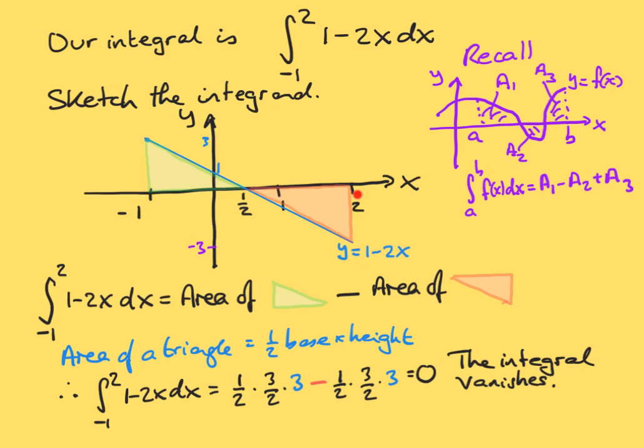Notice the height of this triangle is not -3, it is 3. It is the length of that side in whatever the units would be. So, these two triangles have the same base and the same height. Their areas are going to be the same. Because of the minus sign, that means they will cancel. And I've just put the numbers in here. And we see, therefore, that this definite integral will vanish.